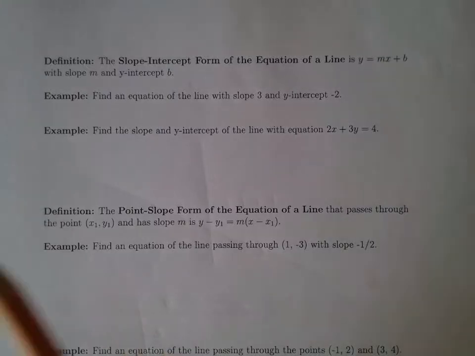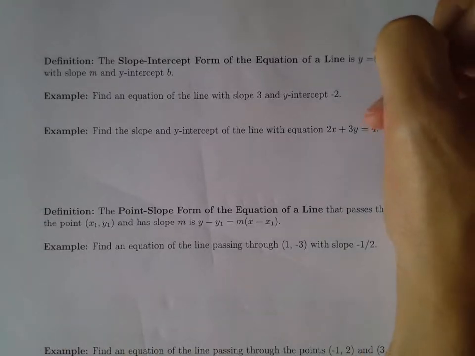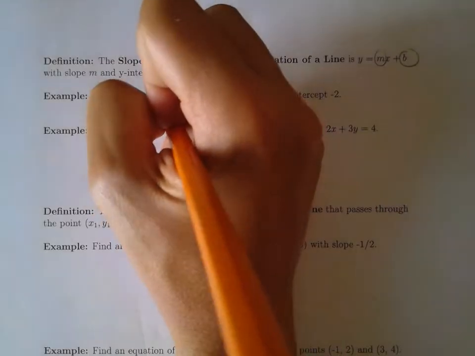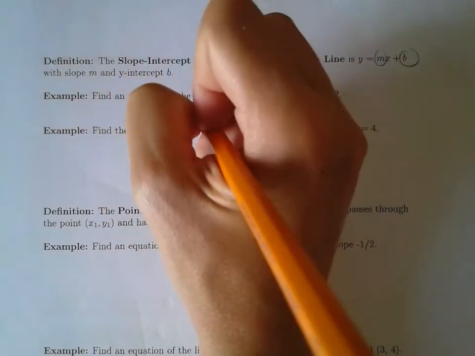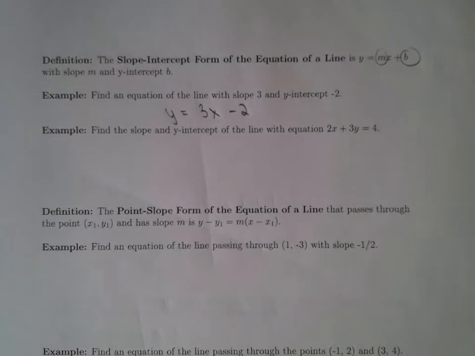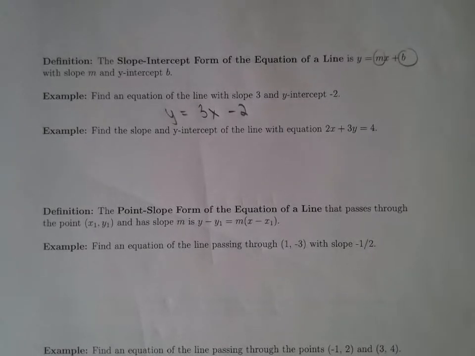It's called the slope-intercept form, and that's because the slope is given to you and the intercept is given to you. Okay, so it says find an equation of the line with slope 3 and y-intercept negative 2. That would be y equals, slope is 3, so 3x, y-intercept negative 2, so minus 2. That's all you have to do.